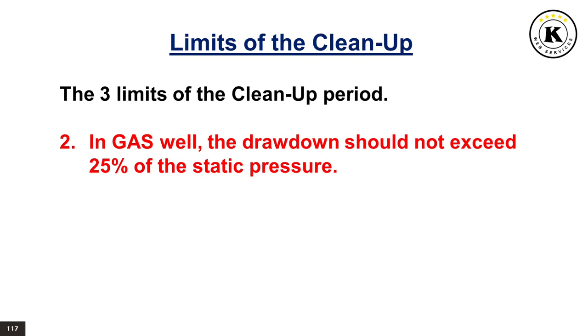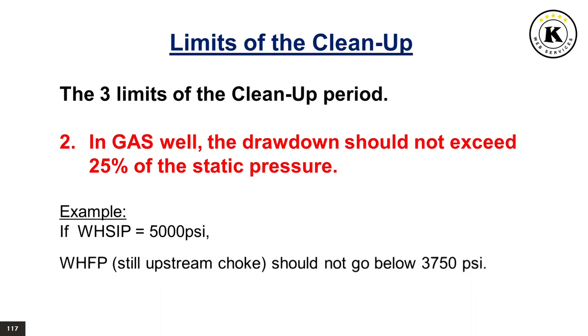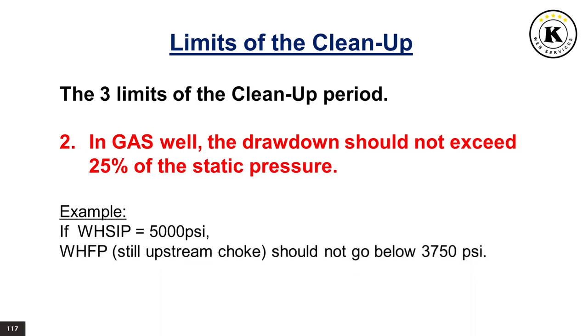2. In gas well, the drawdown should not exceed 25% of the static pressure. For example, if the wellhead shut-in pressure equals 5,000 psi, the wellhead flowing pressure, still upstream choke, should not go below 3,750 psi.